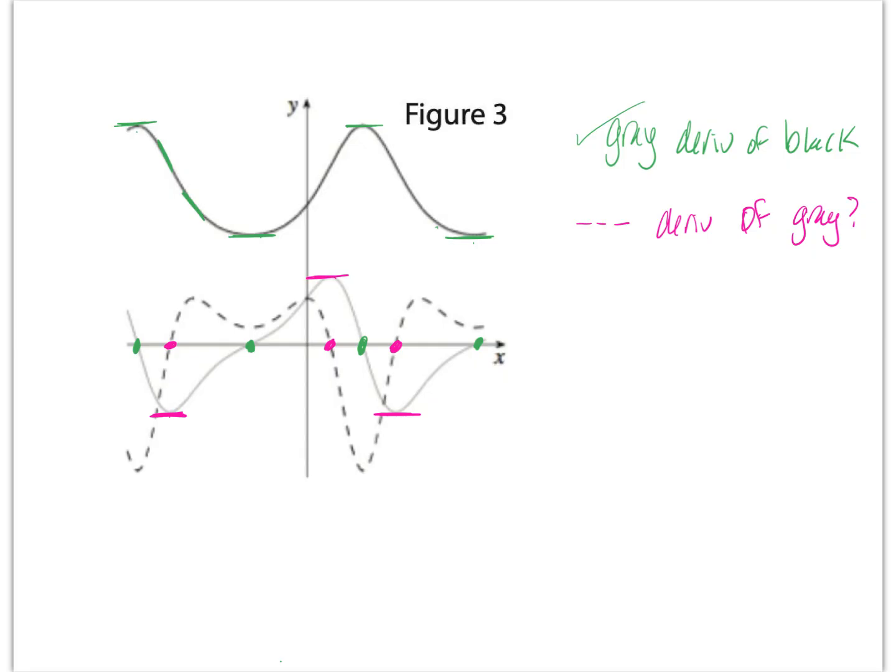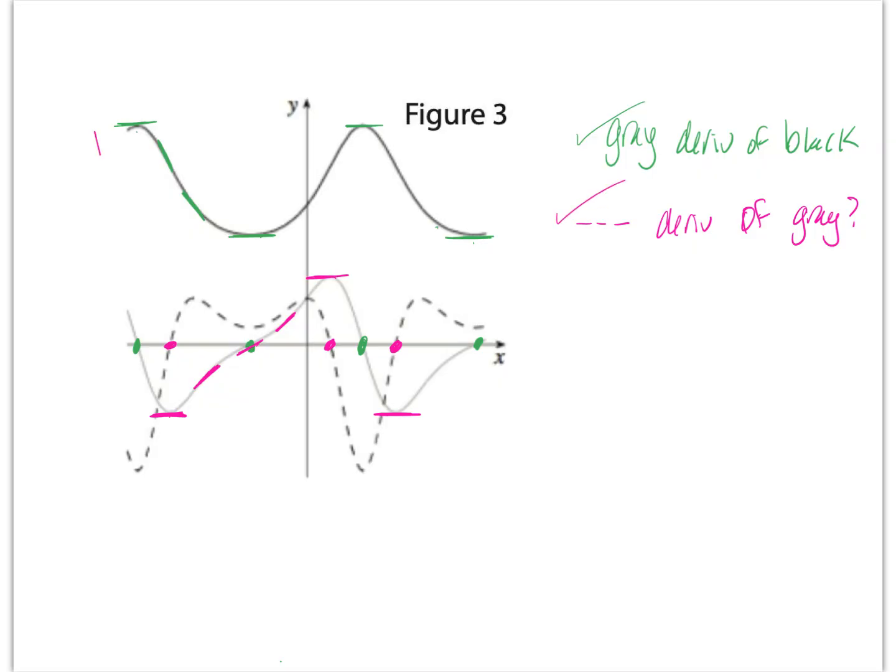Okay, let's double check the signs. So in between the pink horizontal tangent lines, I'm going to draw some tangent lines. And you'll notice they all have positive slope. And the y values between the zeros on the dash curve are all positive. Okay, and then same between this horizontal and this horizontal, my slopes are negative, and the y values on the dash curve are also negative. And then my slopes get positive, and my y values on the dash curve get positive. So the dashed is the derivative of the gray.